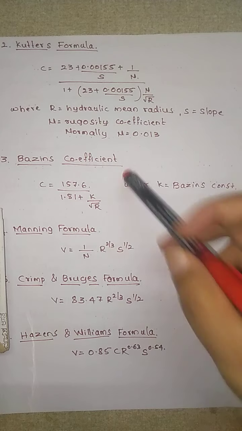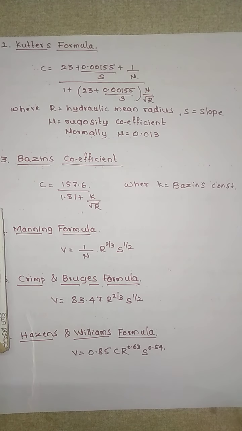Then the Bazin's coefficient is given by C equals 157.6 divided by (1.81 + K/√R), where K is Bazin's constant. Then the fourth is Manning's formula to calculate velocity: V is equal to 1/N × R raised to 2/3 × S raised to 1/2.